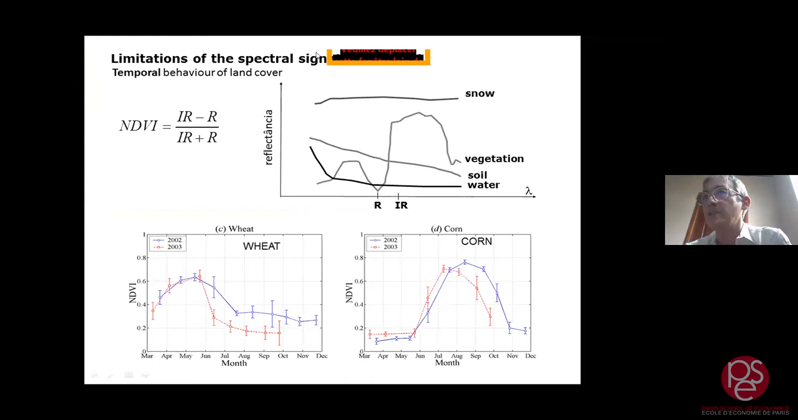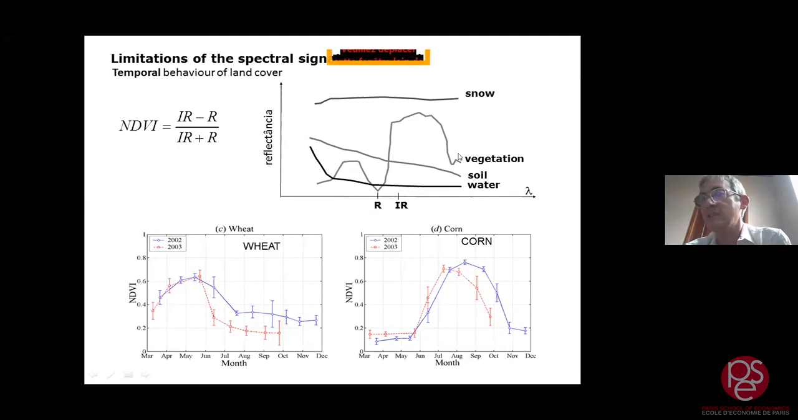Here I have spectral signature. Here I have the red wavelength. Here I have infrared. And there is a very classical indicator called normalized vegetation index, which is infrared minus red divided by infrared plus red. So it is used to say that when this index is very high, we are clearly in presence of vegetation.